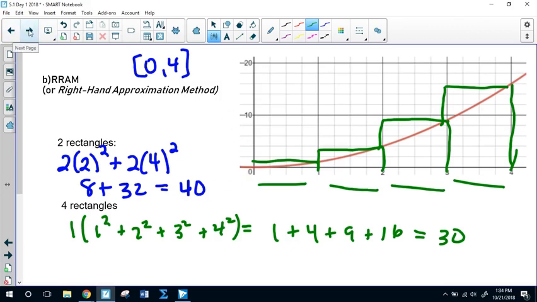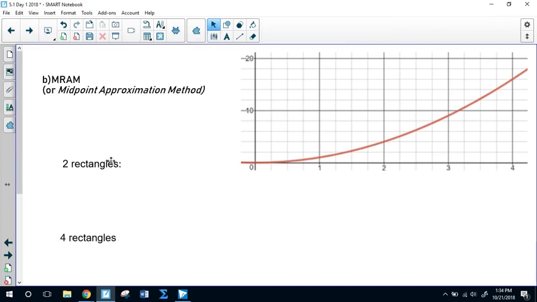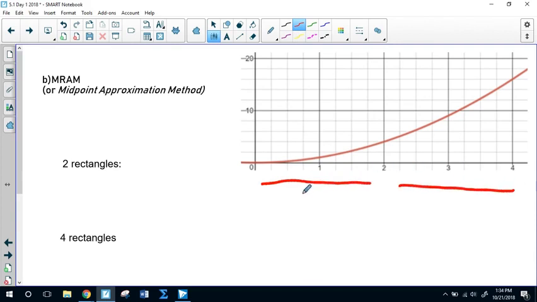All right, we're now going to do the midpoint approximation method, which can be kind of tricky because sometimes you have to use fractions. Not for the 2 rectangles at least, but we will have to use fractions for the 4 rectangles. So 2 rectangles means their width is going to be 2, and the height is going to occur at the midpoint between these 2 x values. So the height is going to occur at 1 for the first rectangle, and then at 3 for the second rectangle.